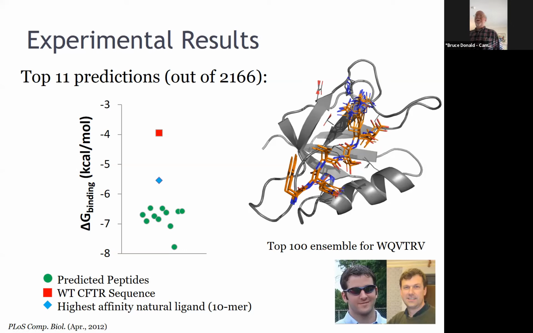And the thing we're trying to outcompete, of course, is the wild type CFTR sequence. So basically 300 times better binding than the thing we're trying to compete. Now, these domains bind a lot of things, so it also binds much tighter than the highest affinity natural ligand, which is a 10-mer.